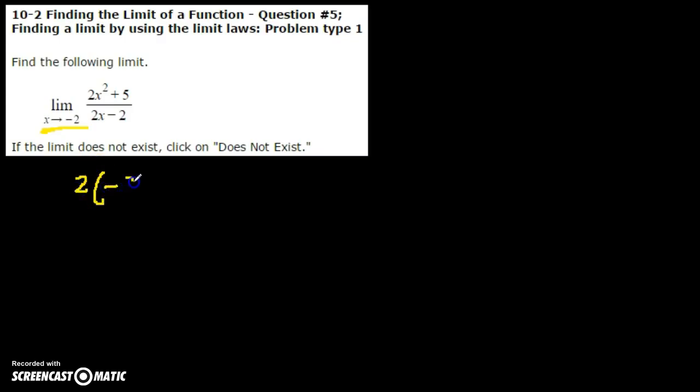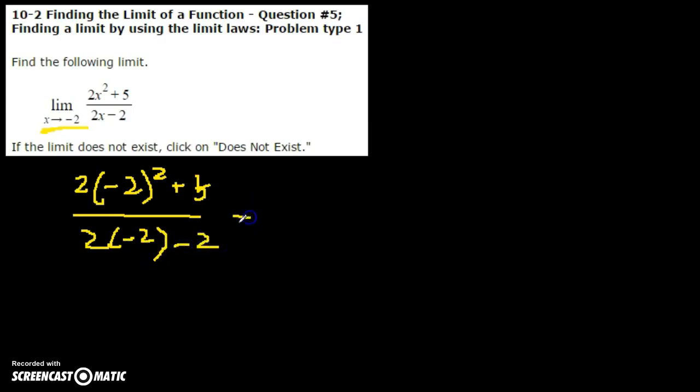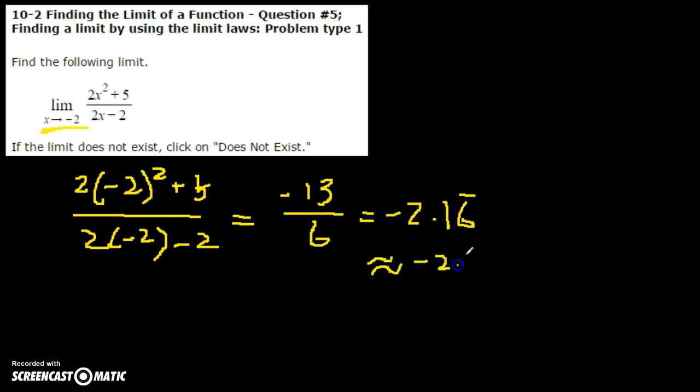So 2 times negative 2 squared plus 5, over 2 times negative 2 minus 2. If you put that in your calculator, you'll get negative 13 over 6, which, if you convert to decimals, is negative 2.1666 with the repeating 6. In decimals, they rounded it to negative 2.167. So I was right, it was rounded. In fact, the best answer would be in terms of a fraction.